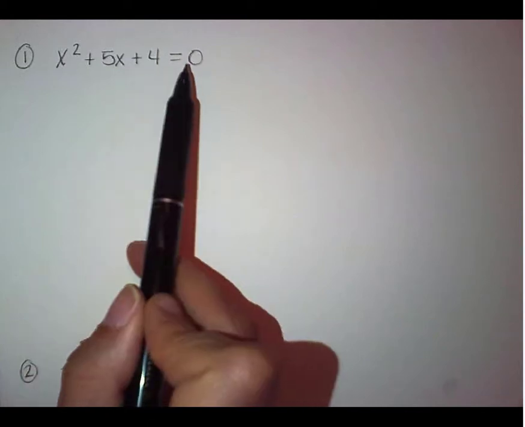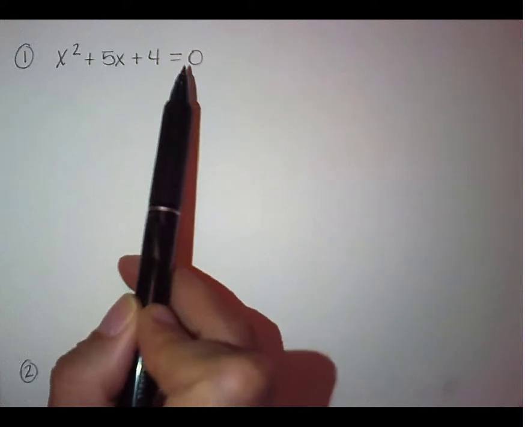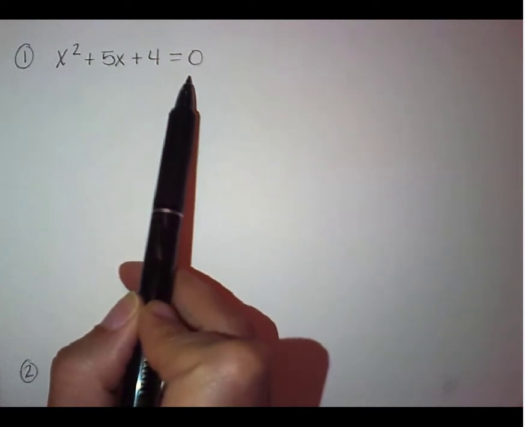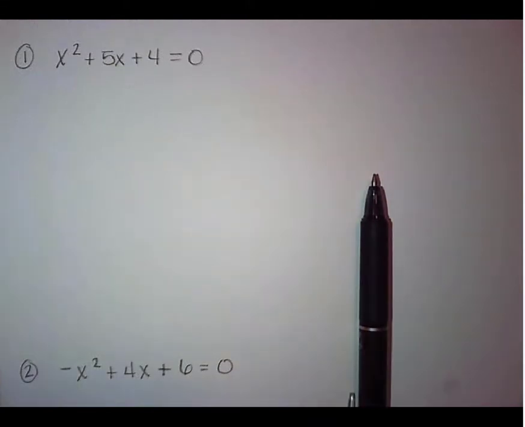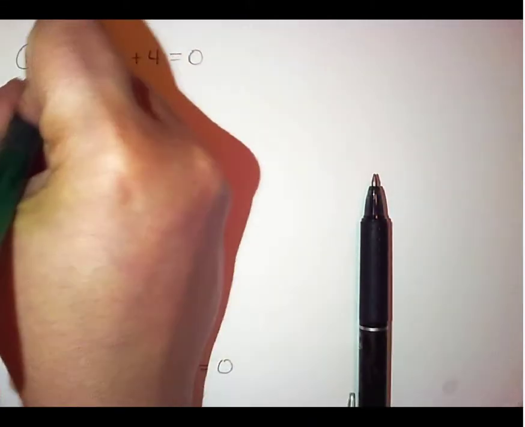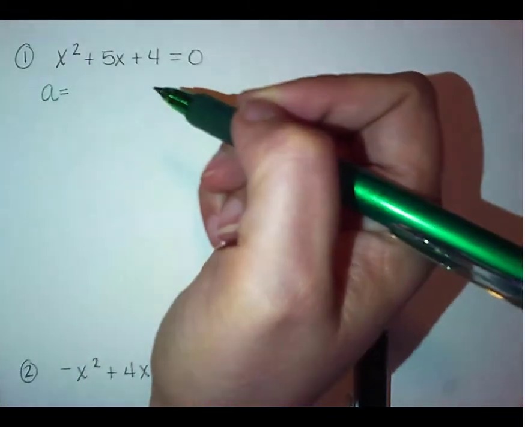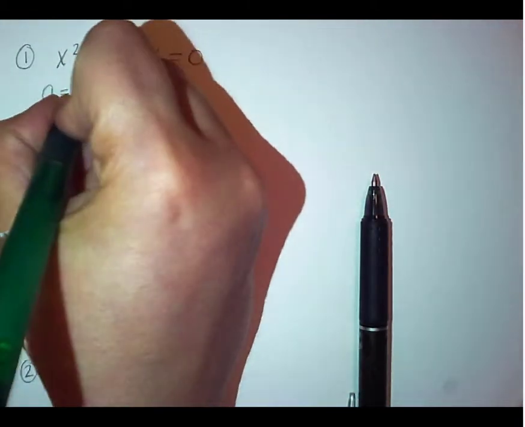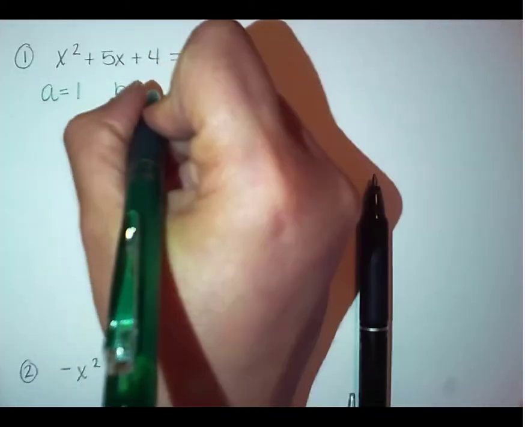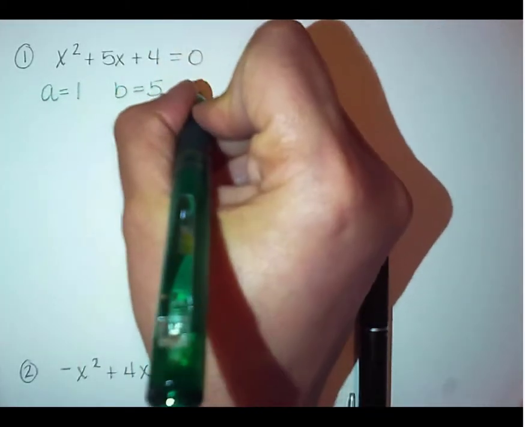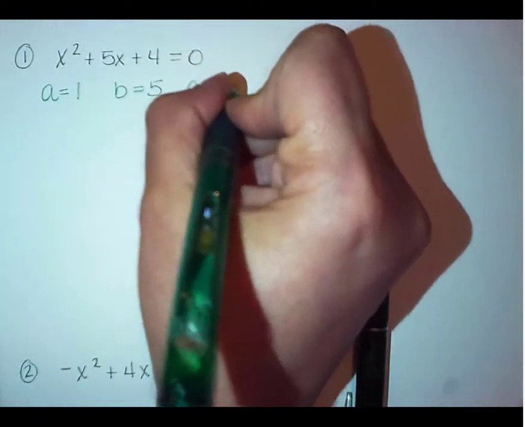First of all, again, it has to be equal to 0. Remember what we talked about when we said solving by factoring? The same thing is true for the quadratic formula. The next thing I want you guys to do is pick out your a, b, and c. Remember, your a, b, and c are only numbers. So a is the number in front of x squared, which in this case is 1. B is the number in front of your x, which in this case is 5. C is your constant, which is 4.